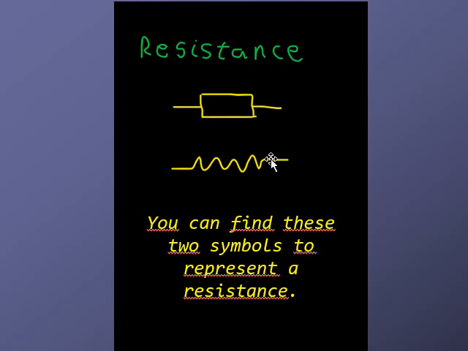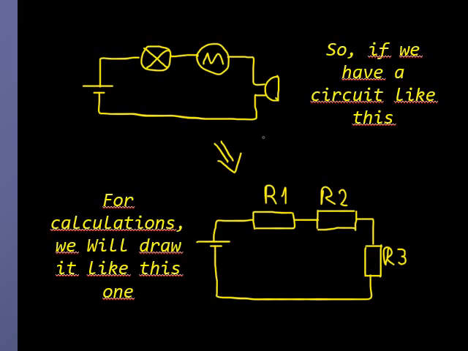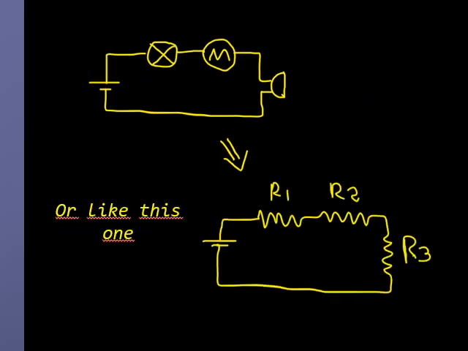Okay, we can find these two. So far you've been working with this, but you can find this as well as a symbol for the resistance. So, for example, we have a circuit like this with a lamp, a motor, and a buzzer. We will represent it like this for calculation. We will name the resistances R1, R2, R3. Or maybe you can find it like this with this symbol. It's exactly the same.